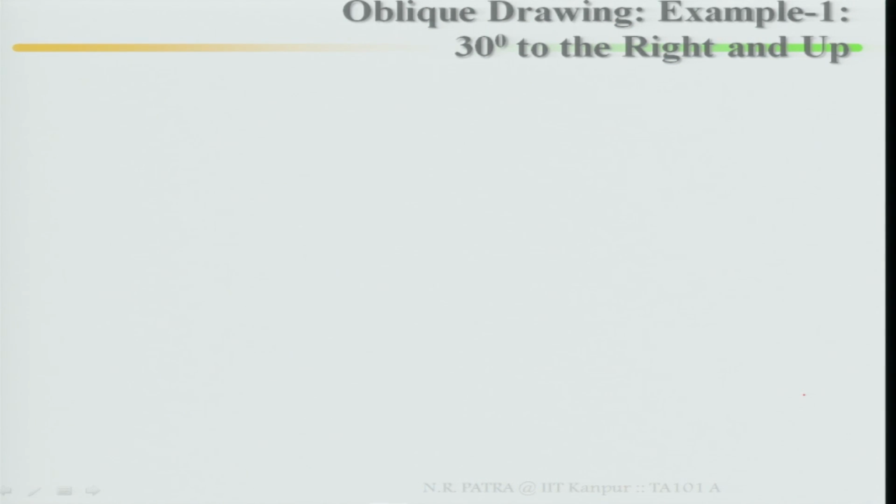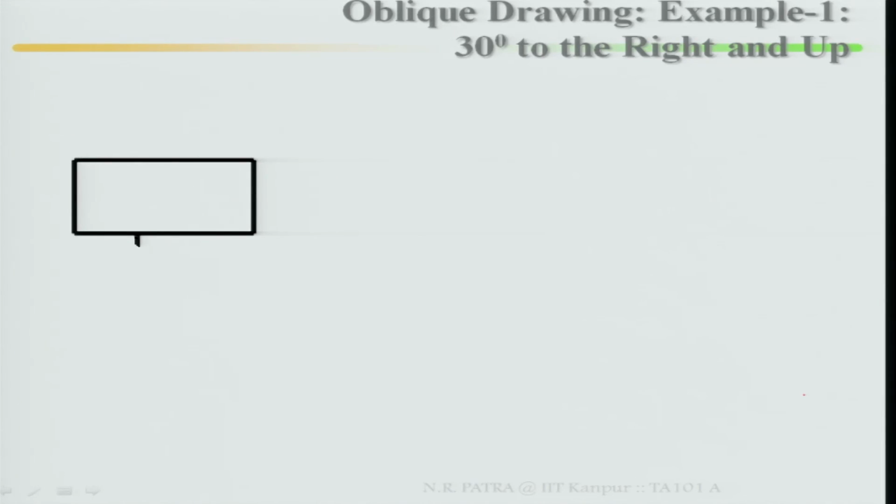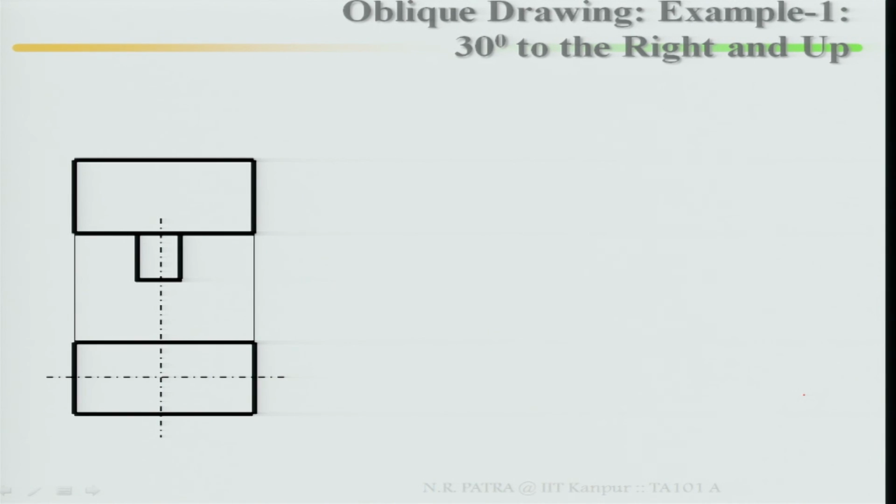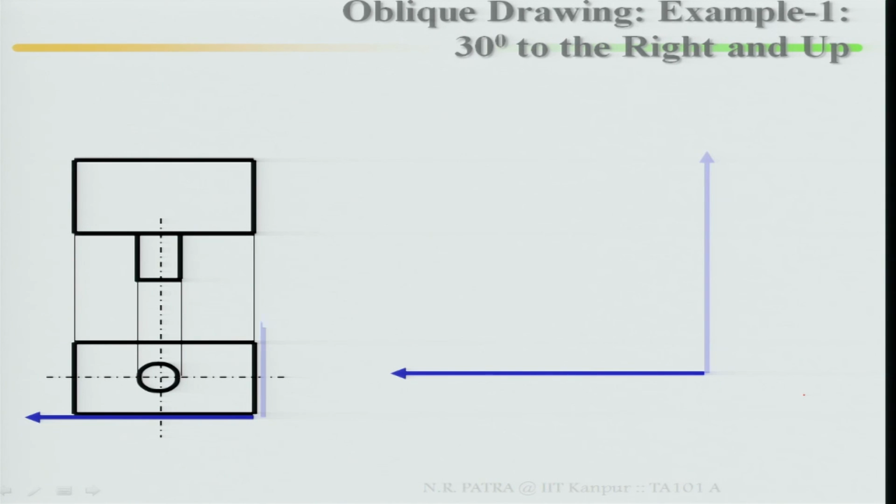Oblique drawing example 1. 30 degrees to the right and up. If I am sitting here, it is 30 degrees to the right and up, remember. This is your top view and front view. Take the reference point coordinates, draw the width and height.